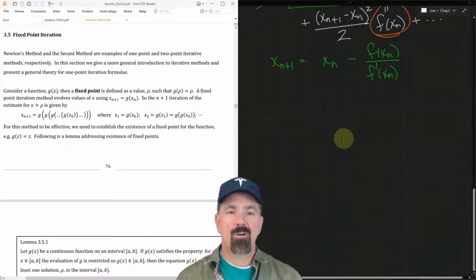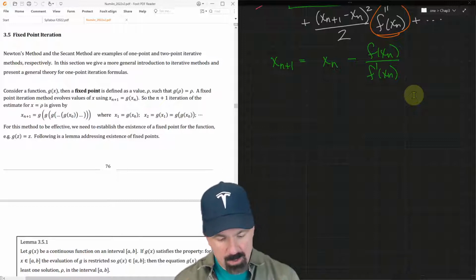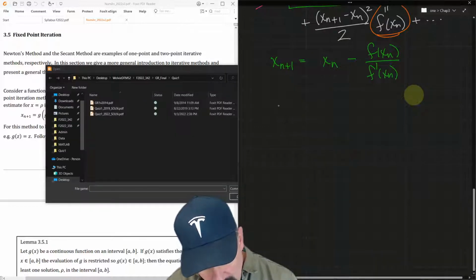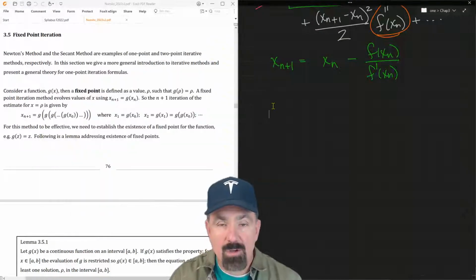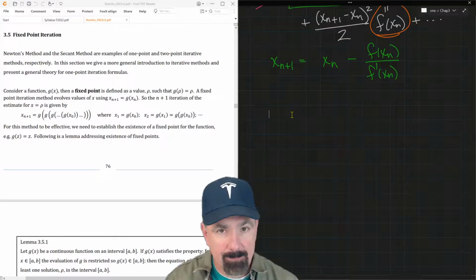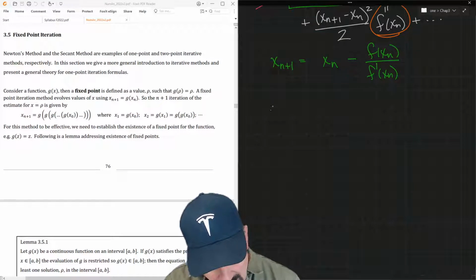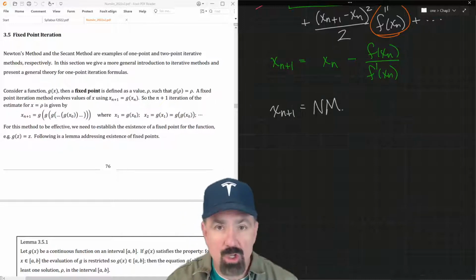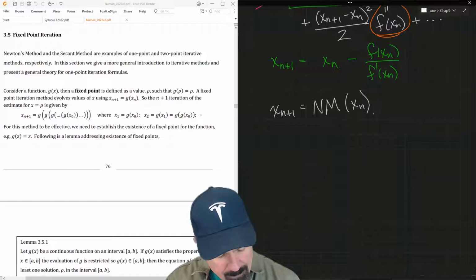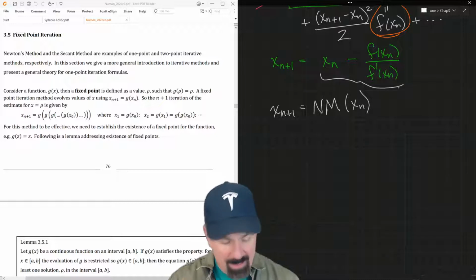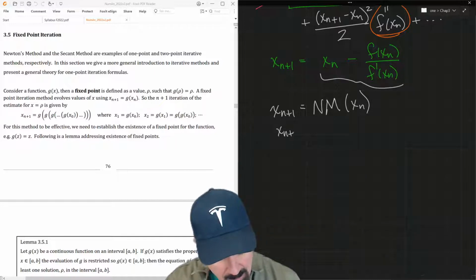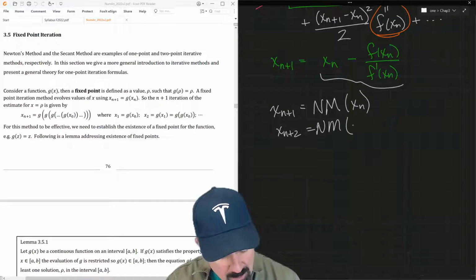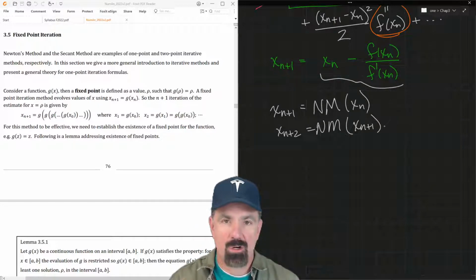So we've already seen this. This is what we wrote for Newton's method last time, and you'll notice we could really think about this in terms of, sorry about that, sometimes the tablet takes over. So we could really think about this as x_{n+1} is equal to some Newton's method function of x_n, where the Newton's method function is of course defined to be exactly this. And then we have x_{n+2} is the Newton's method function applied to x_{n+1}. This is recursion.